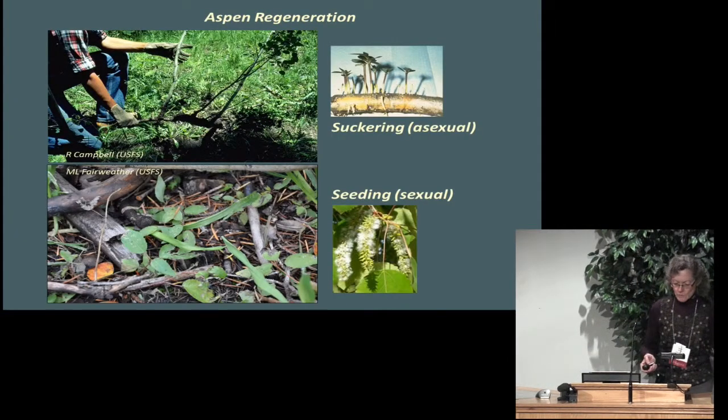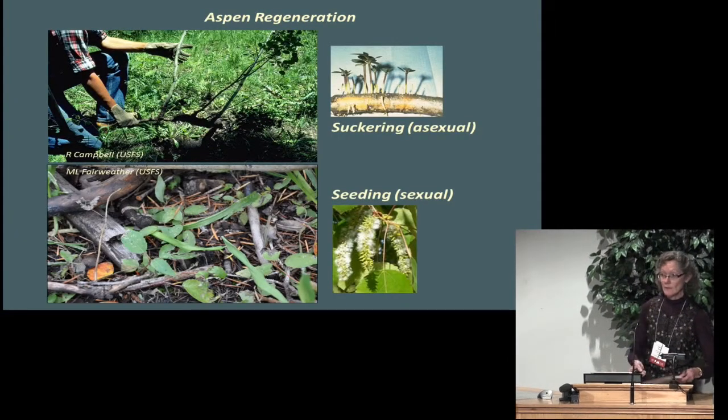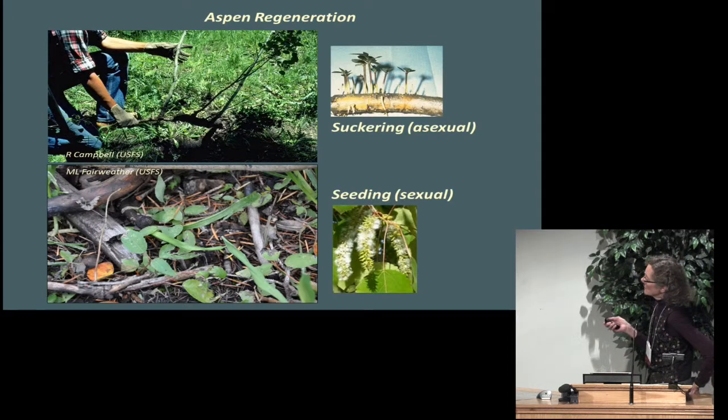So aspen regenerates, as you well know by now, in a couple of different ways. It can regenerate by suckering or asexually, and it can also reproduce by seeding, and surprisingly often, apparently, in the western part of its range by seeding.